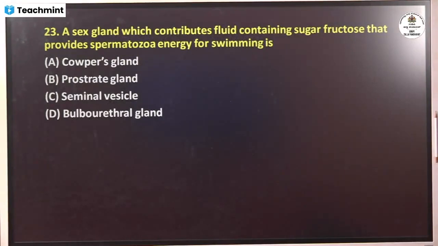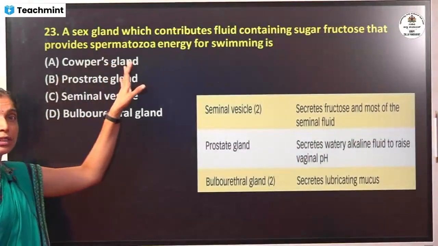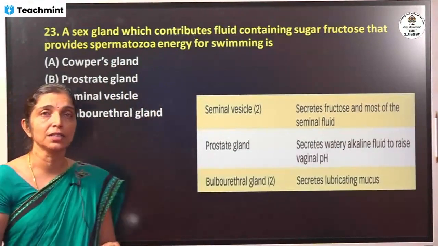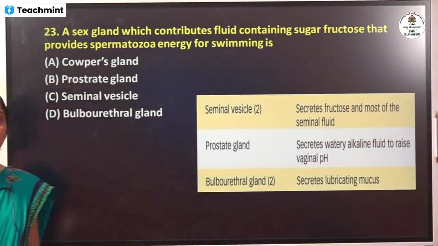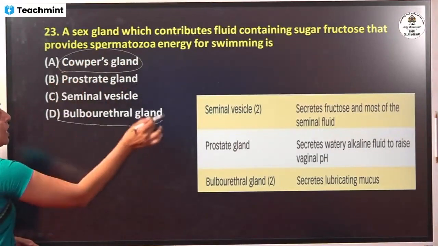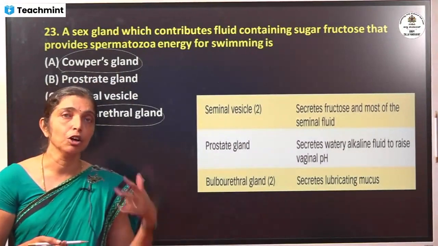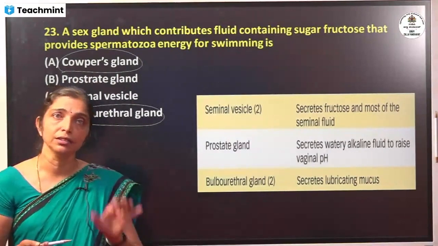A sex gland which contributes fluid containing sugar fructose that provides spermatozoa energy for swimming is: corpus gland, prostate gland, seminal vesicle, bulbourethral gland. Now, what is the function of these glands? We have the corpus gland, the prostate gland, the seminal vesicle, as well as the bulbourethral gland. So remember, the other name for corpus gland is bulbourethral gland. It is the same gland.